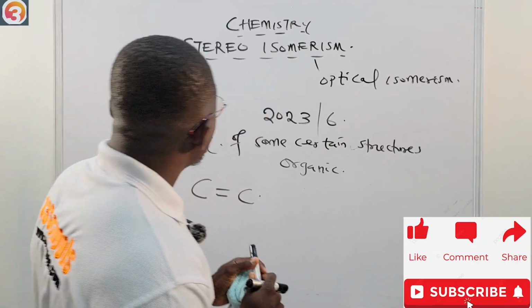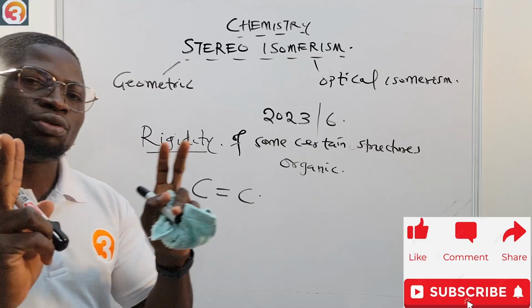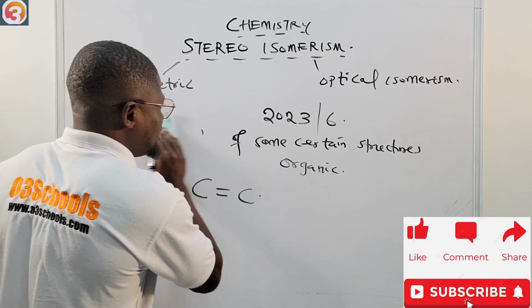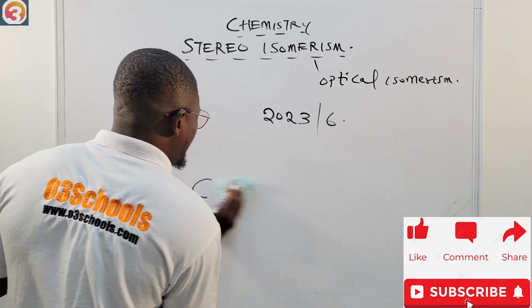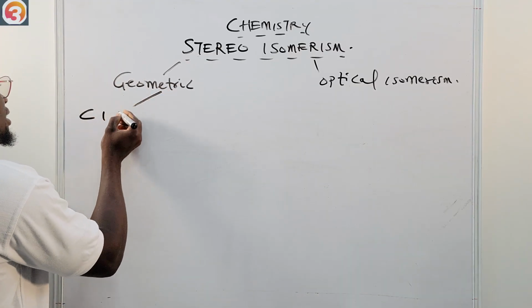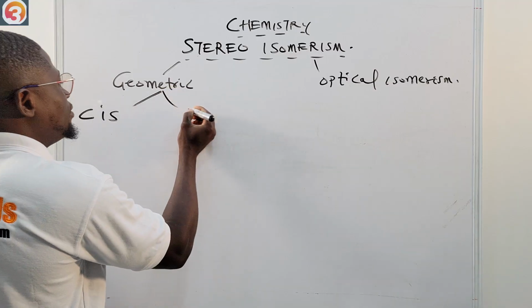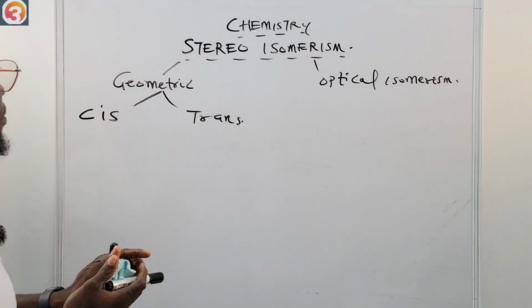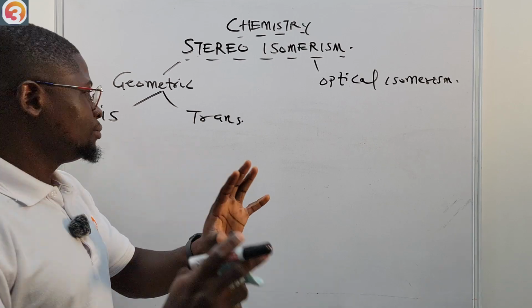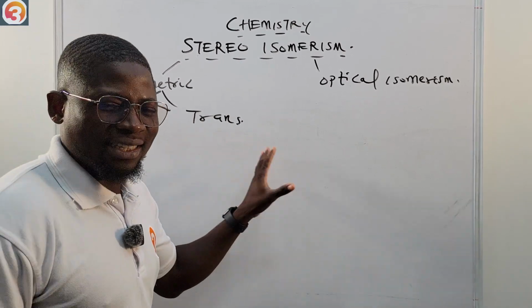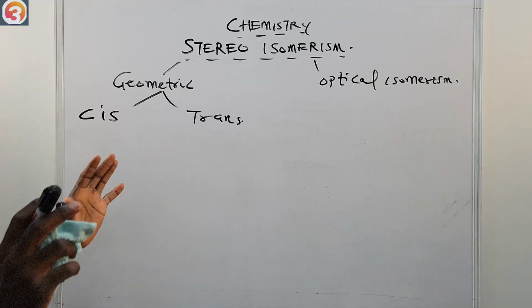Now, geometric isomers are divided into two. We have the cis geometric isomers, C-I-S, and then we have the trans geometric isomers. So geometric isomers are divided into two: the cis and the trans. Take note of that. Very, very easy.